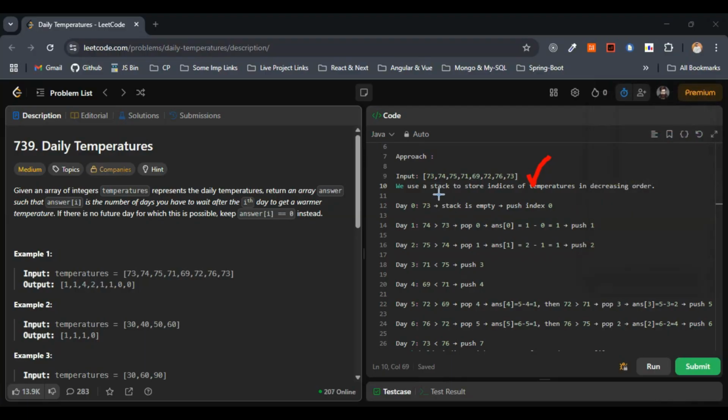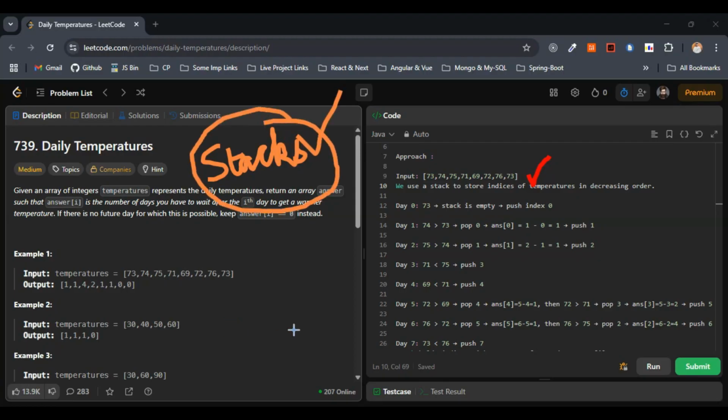Here we will be making use of stacks. Just remember, we'll be going with the stack approach. This is 0 index, so let's start with day 0. Don't get confused, we start with day 0. The first element we have is 73. The stack is empty initially, so we push 73 onto the stack.